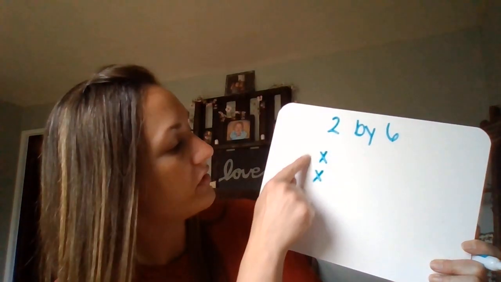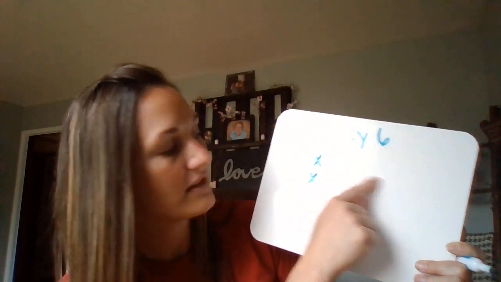Okay, let's try another one. Just get a couple practices in before you have to do this. My next one will be in our classroom. We have 2 tables, and each table has 6 chairs. So we know that we have 2 groups, and each group has 6 in it. That means I have to get my 2 rows ready. I have a 2 by 6, 2 rows. Now I need to put 6 in each row.